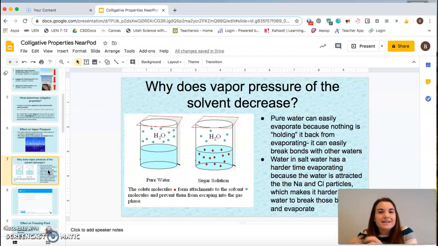So it's hard to separate the sodium from the waters or the chlorine from the waters, so they don't evaporate as much. That water's hanging on to the sodium chloride, so it's not going to let go and become a gas and evaporate. Whereas in my plain beaker full of water, it doesn't have anyone it's super attracted to, so it can easily evaporate. This is why when you dissolve something in water, it is harder to evaporate. The water is hanging on to those things you dissolve and doesn't want to be separated from them.